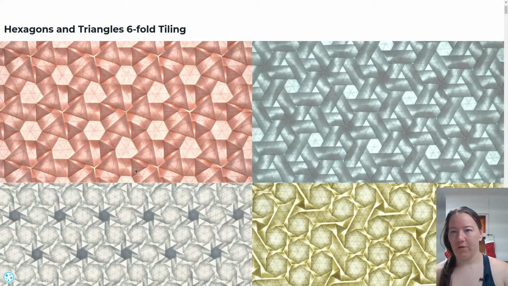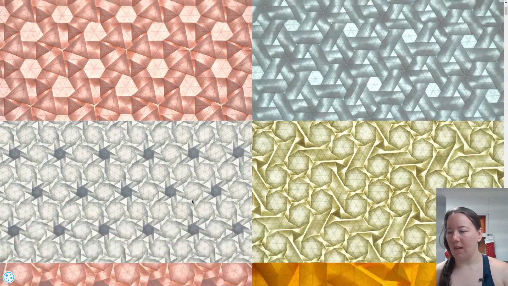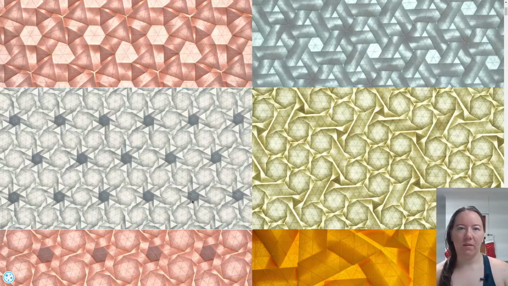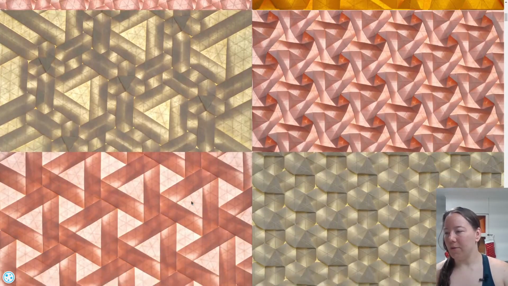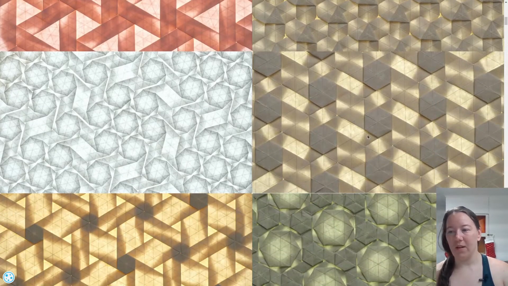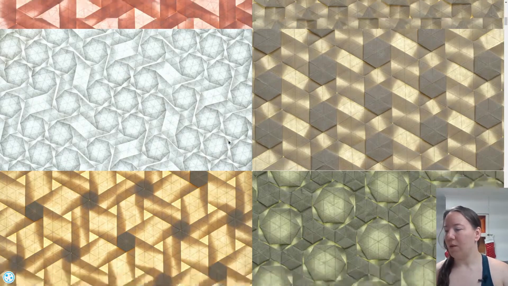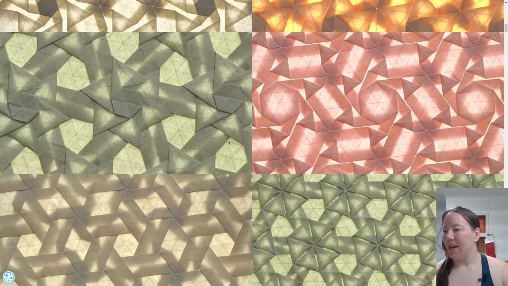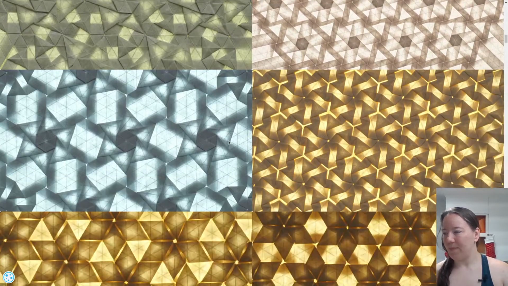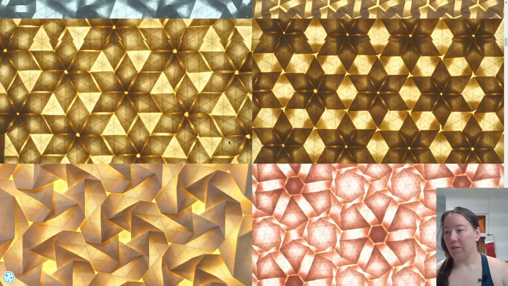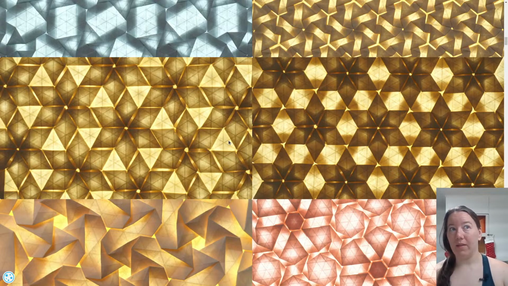So hexagons and triangles sixfold is one of the tilings that we were looking at inside of the Tessellations by Tiles course. There's all kinds of different options that can be folded with this tiling. This is that corset pattern that was designed in that workshop. And just an incredible variety of options, several of which I discuss more in the second hexagons and triangles sixfold lesson.